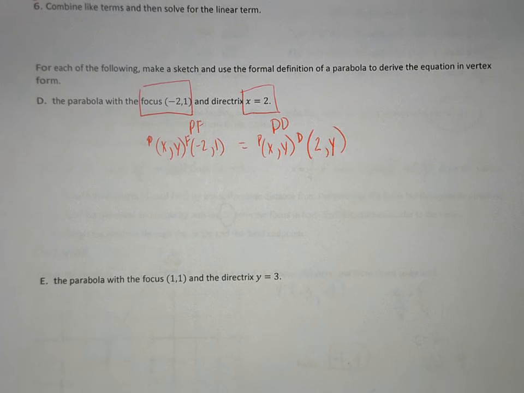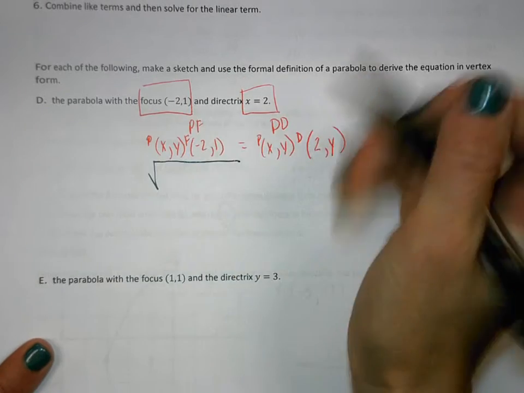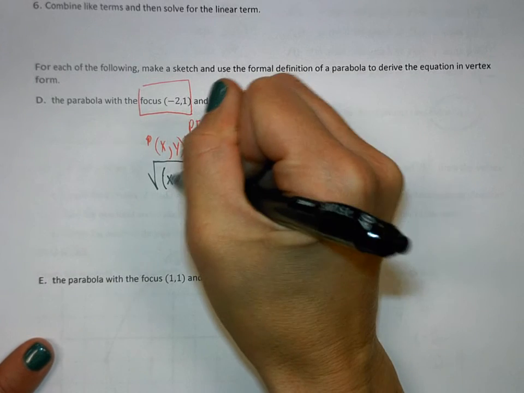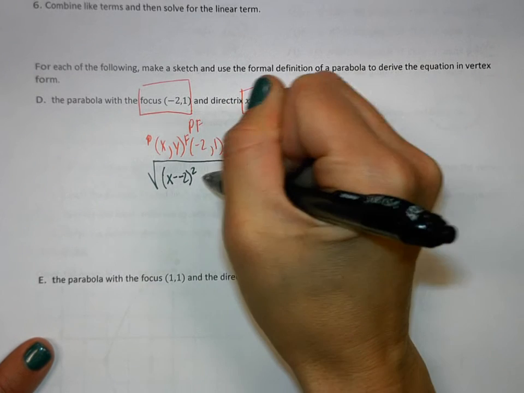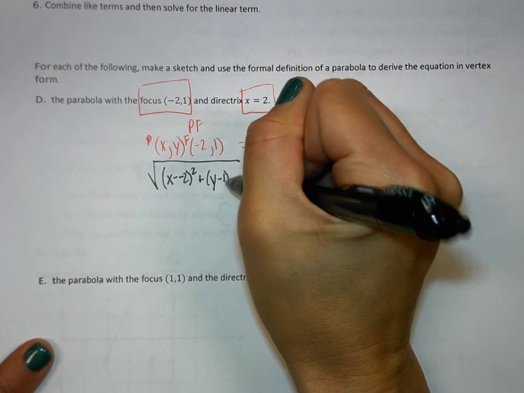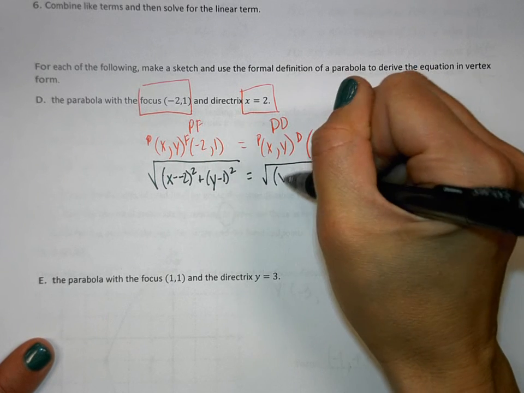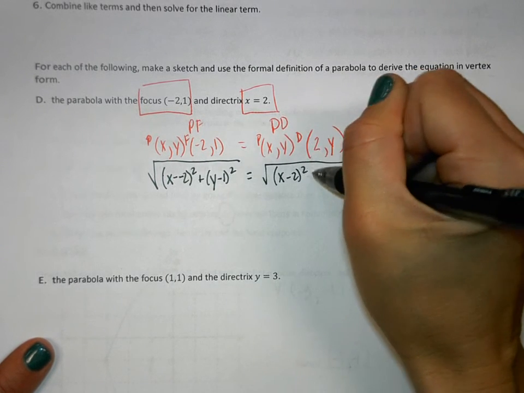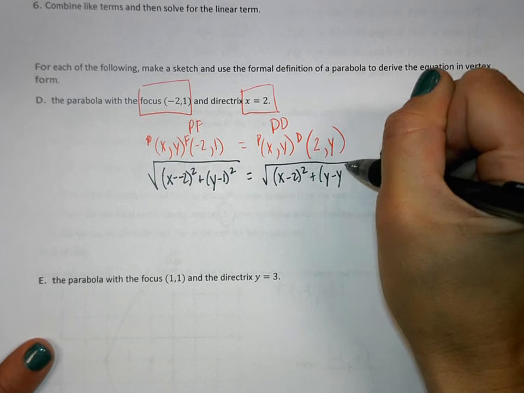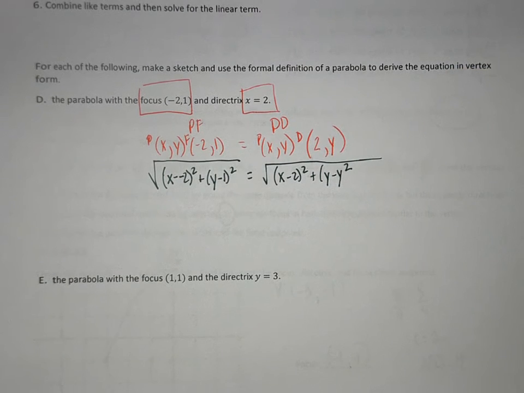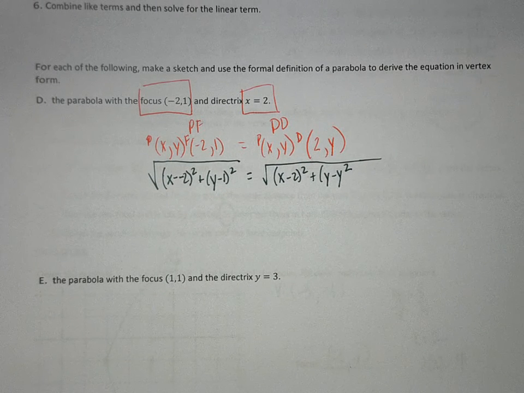Okay, and then the same thing again, we're going to write out our distance formula. So we're going to have the square root of (x minus -2) squared plus (y minus 1) squared equals, on the other side, the square root of (x minus 2) squared plus (y minus y) squared. Okay, questions up to this point? Don't forget to write the other side of the parentheses. Thank you.